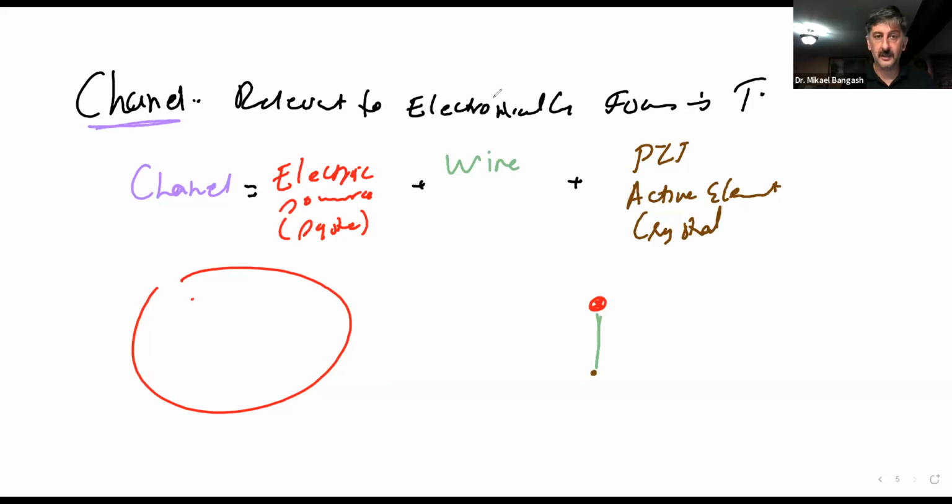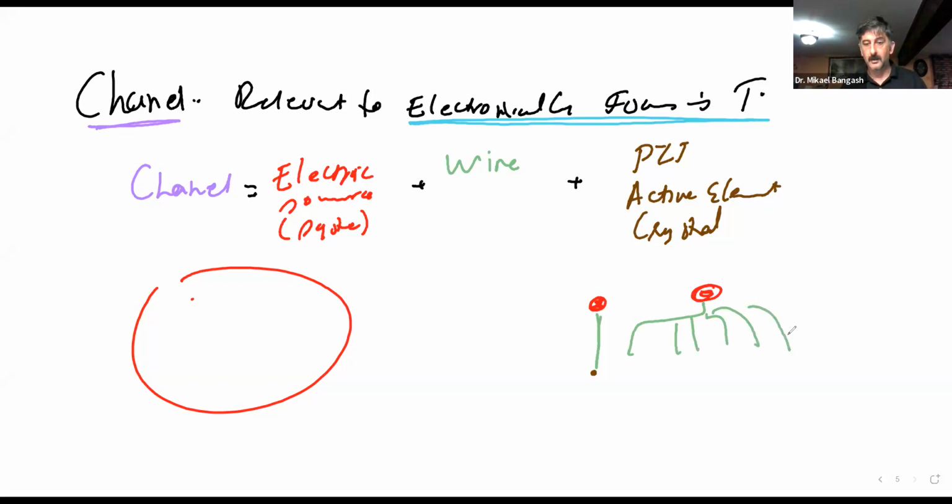And what we actually will see is that as systems, when our focus is going to be electronically controlled, there are going to be multiple channels. Or we can say mainly one main electrical source, where this electrical source will then send out the signals through wires that are going to be attached to multiple PZTs.